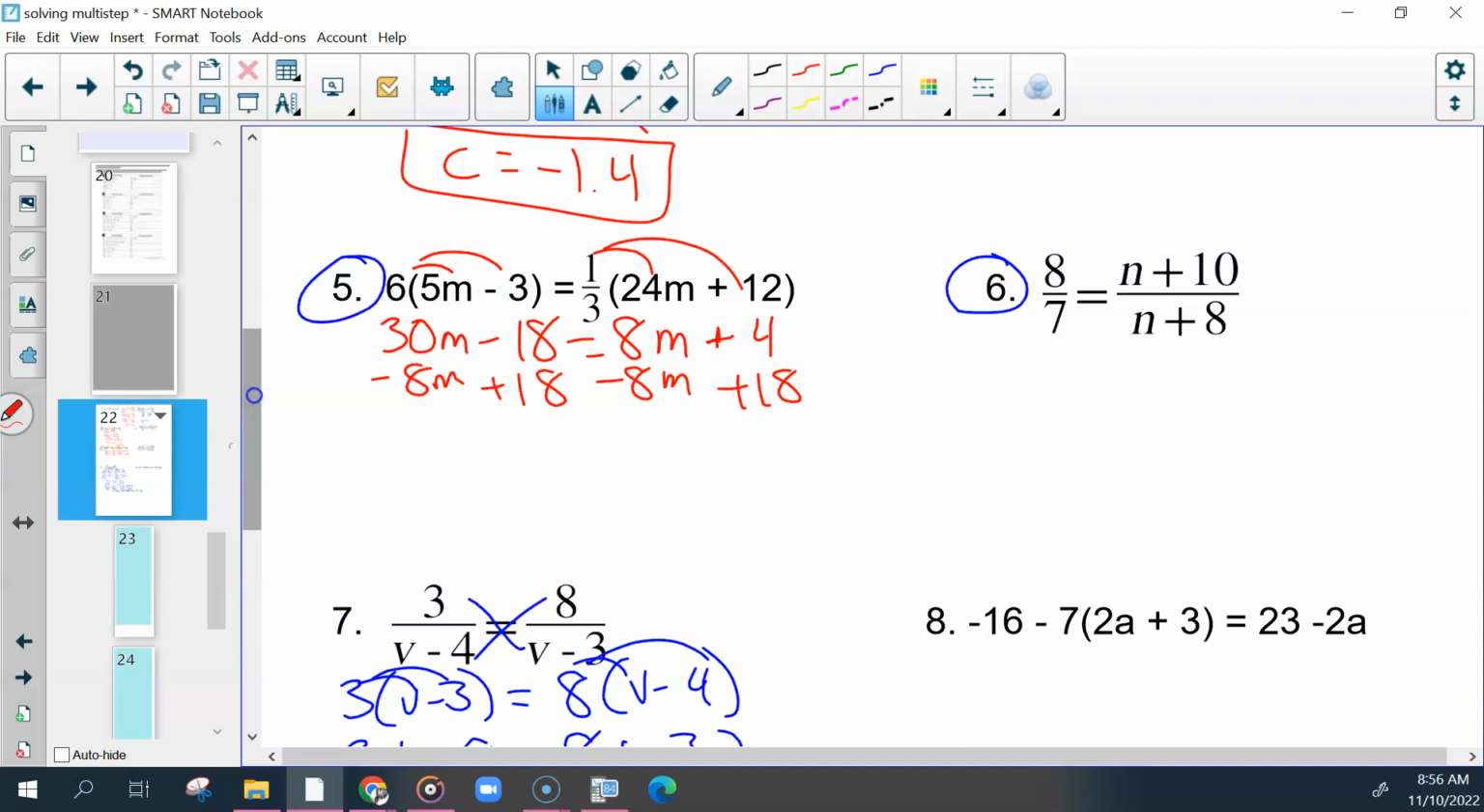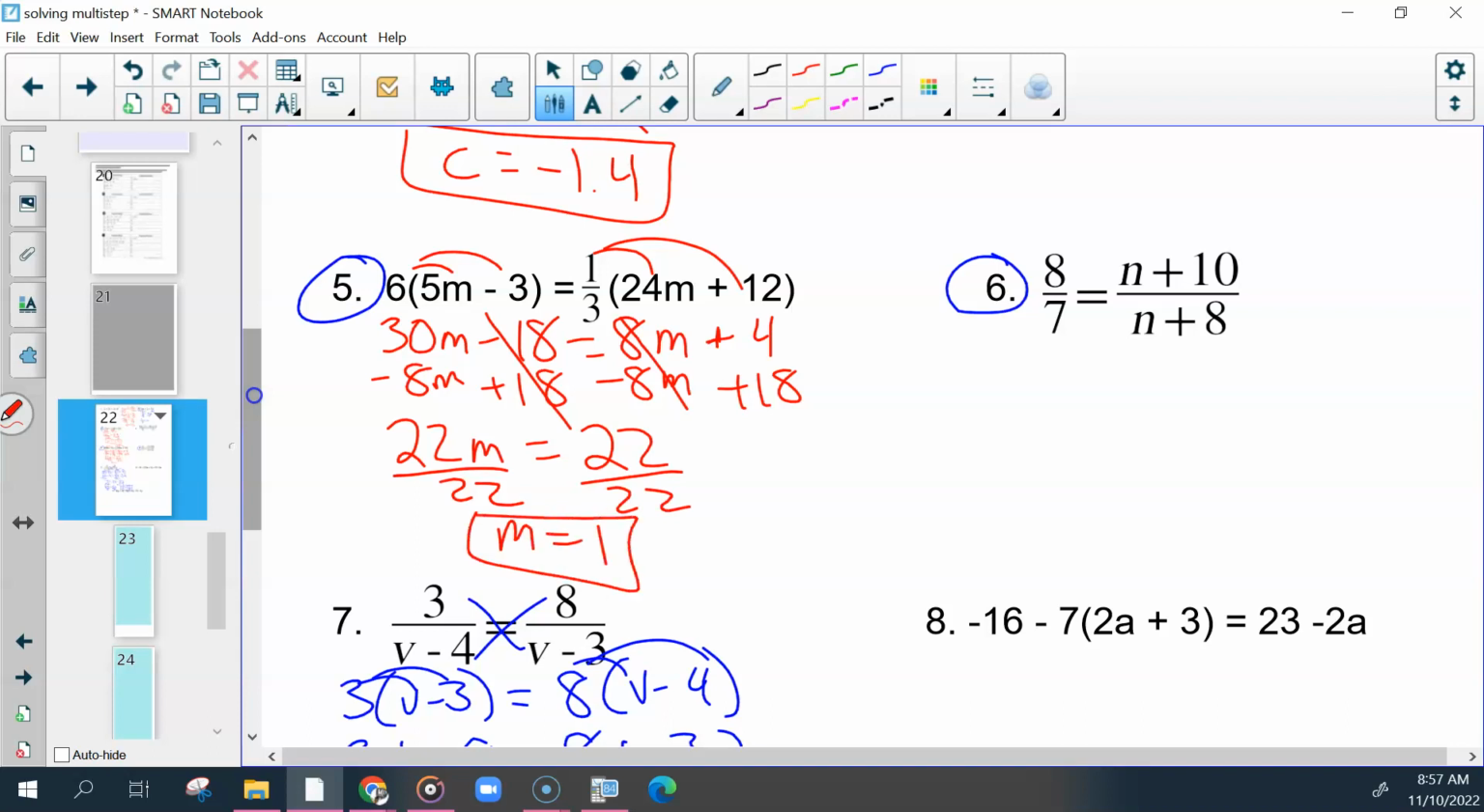So then what happens is the 18 cancels, the 8m cancels. On this side, I have 22m. On this side, I just have 22. So it skips some of the steps. We still distributed. We didn't have like terms to combine. We moved. By adding or subtracting, we just did it twice at the same time. And then divide. Do we have any questions on that process, how we got that answer?